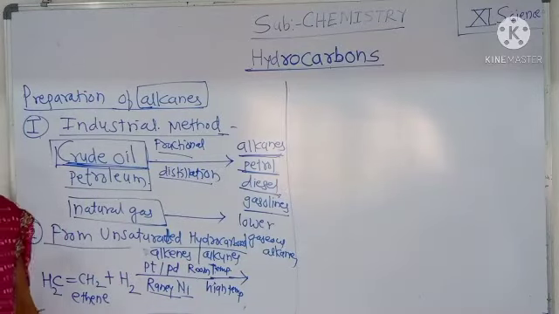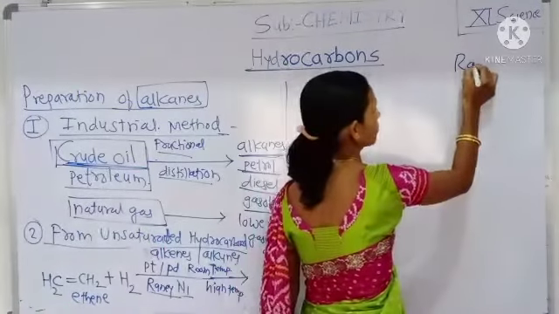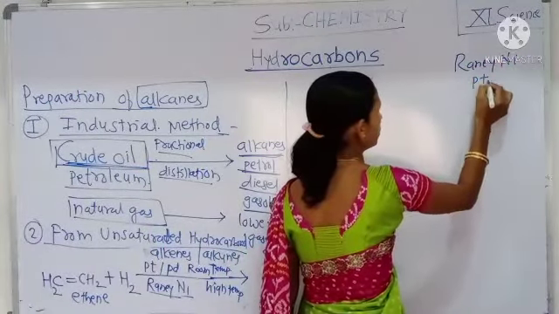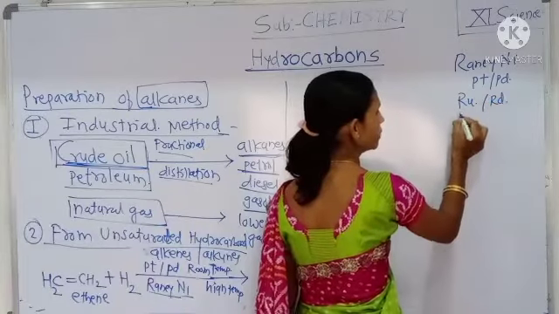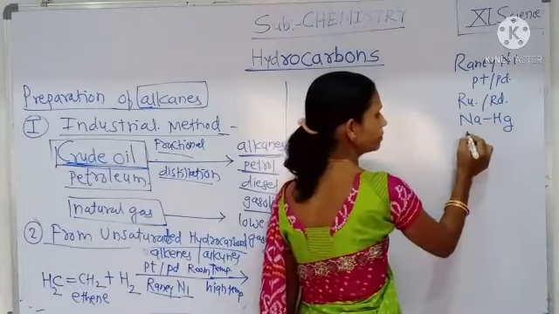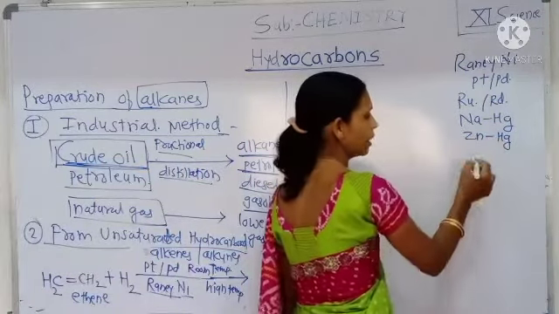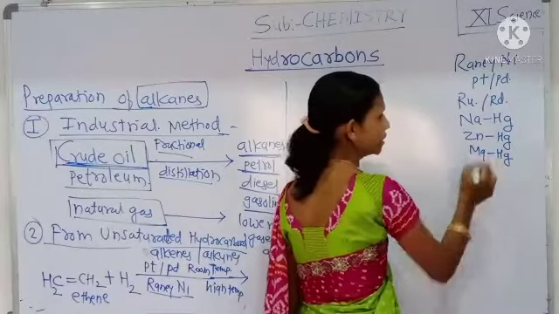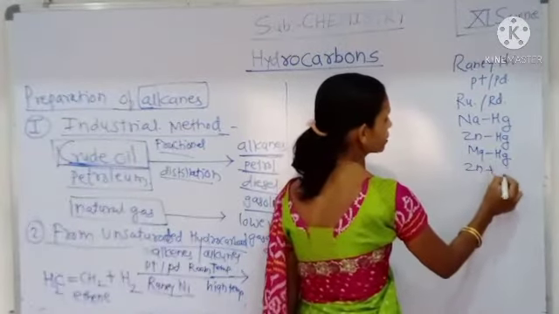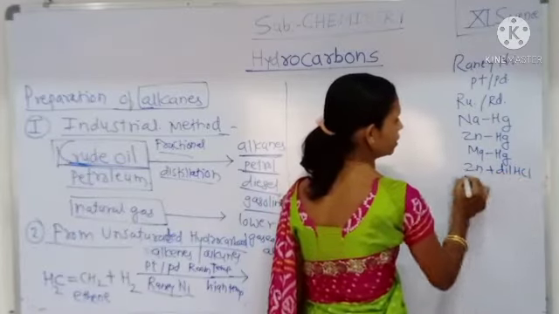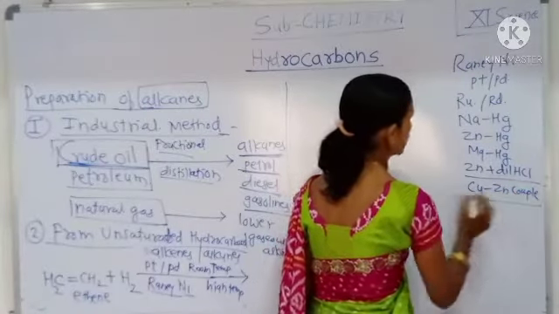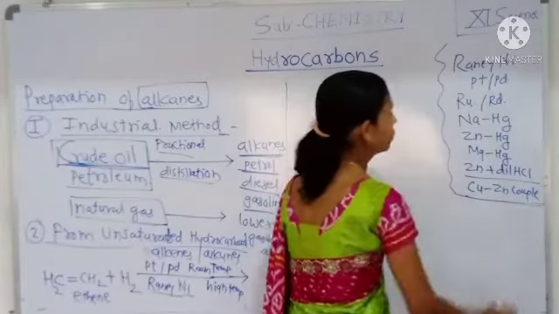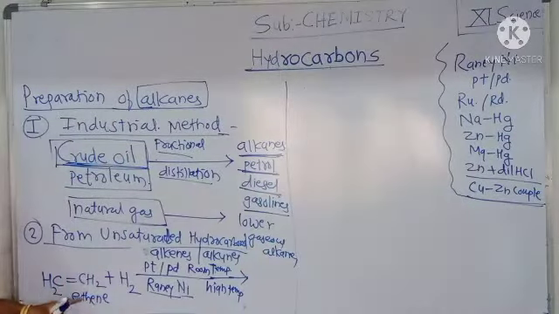And there are different types of reducing agents. That is Raney nickel, platinum, palladium, ruthenium, rhodium, NaHg sodium amalgam, ZnHg zinc amalgam, MgHg magnesium amalgam. Zinc plus dilute HCl is a good reducing agent. Copper-zinc couple is a good reducing agent. That means there are different types of reducing agents which carry out the reduction of unsaturated compounds.